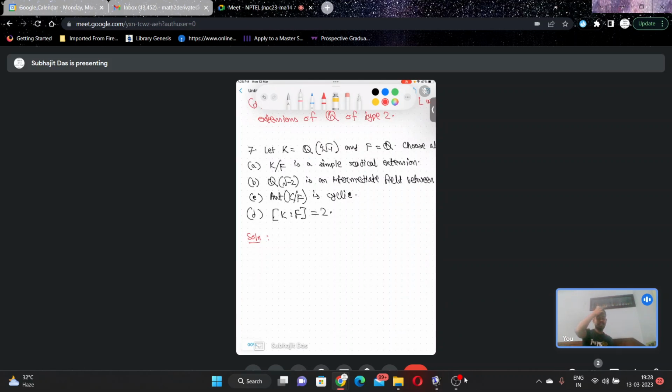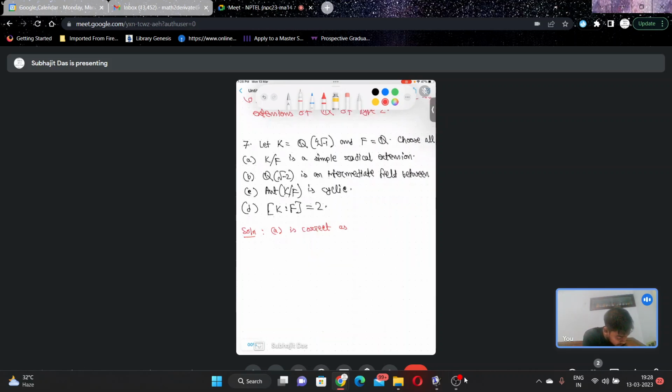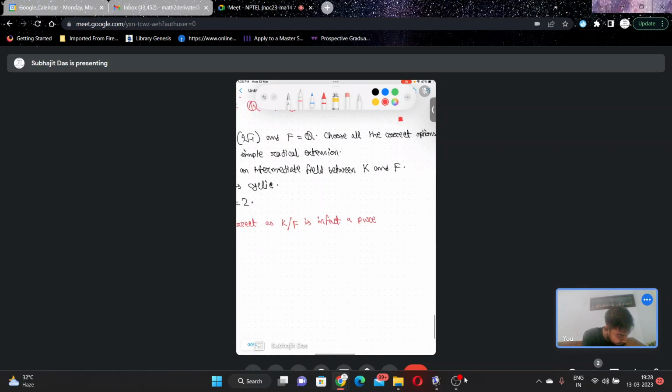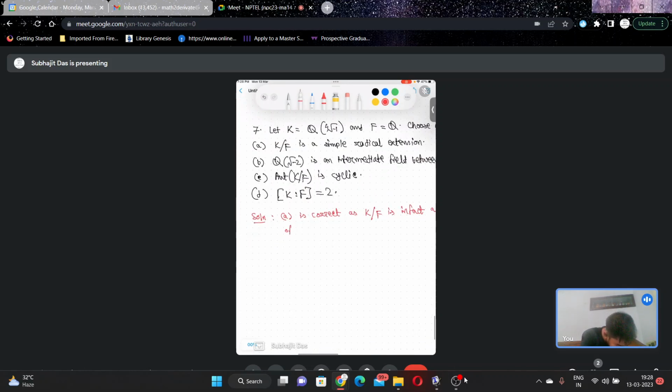Certainly K over F is a simple extension, but is it a radical extension? That is clearly true because it's a pure extension of type minus 1, I mean a pure extension of type 4. So A is correct, as K over F is in fact a pure extension of type 4.